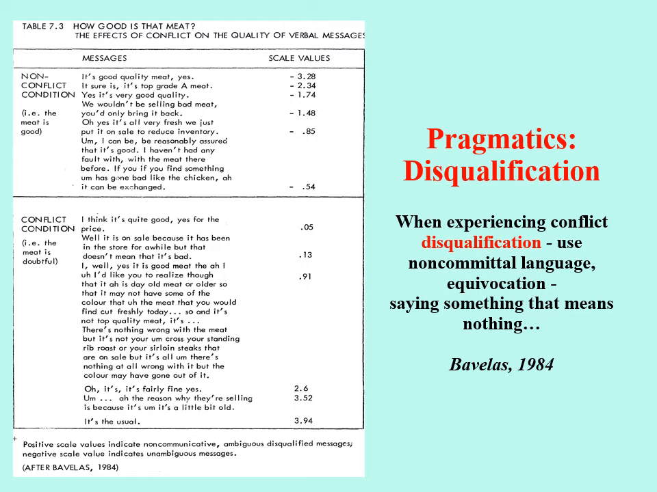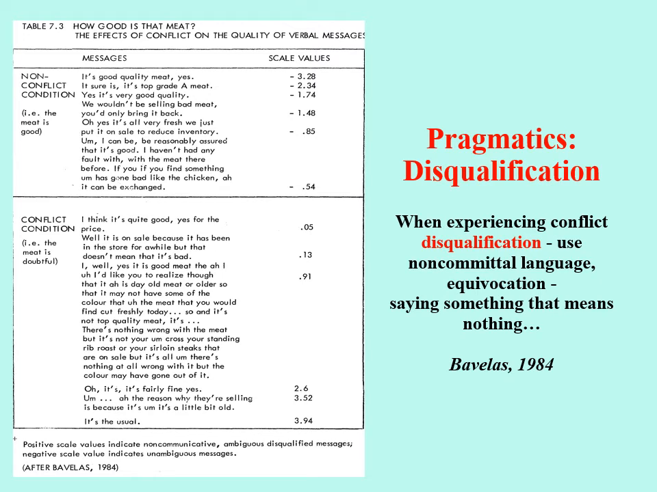As Bavelas found, in the non-conflict situation, which is the top half of that table, people use fairly straight and simple language. In the conflict condition, on the other hand, they use the kind of equivocation that indicates the existence of a communicative conflict. So the communicators might say things like, "Well, it is on sale because it has been in the store for a while, but that doesn't mean that it's bad." You can feel that they're trying to achieve one thing without necessarily committing themselves. We often have situations like that in everyday life.